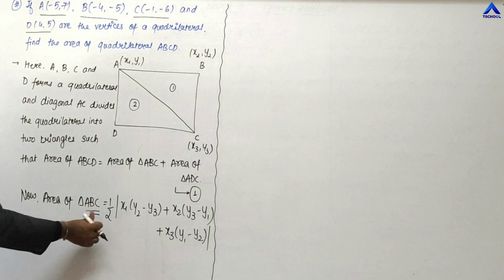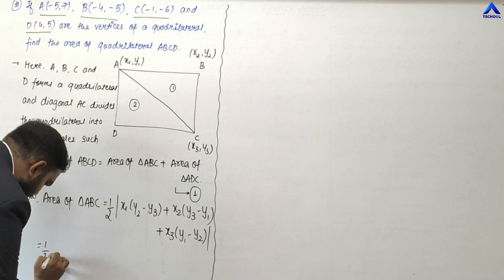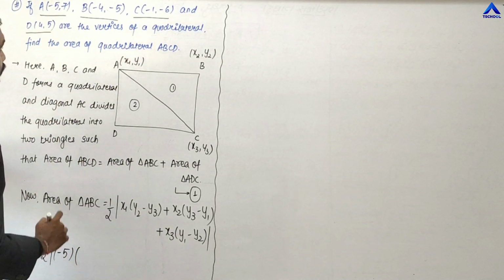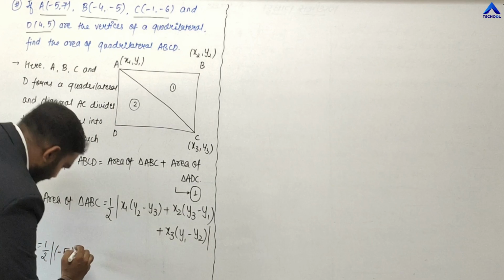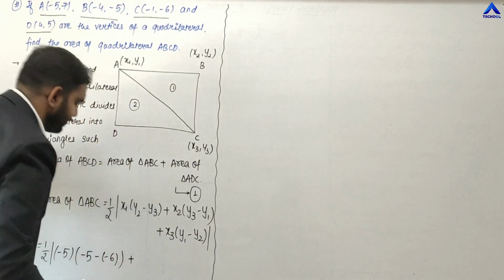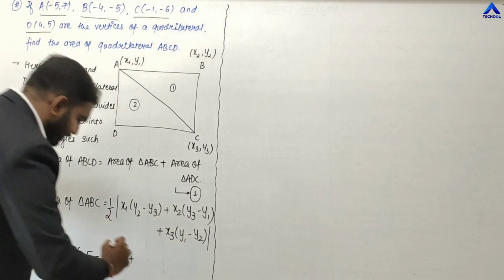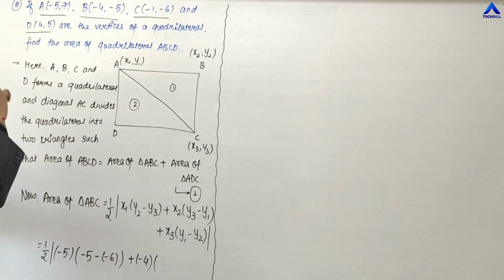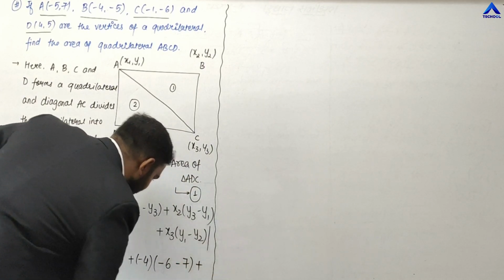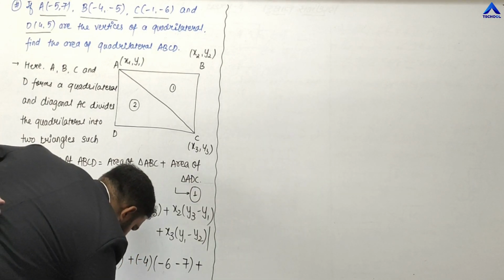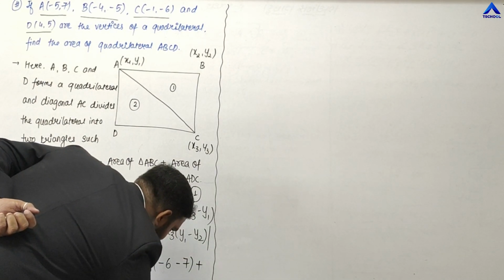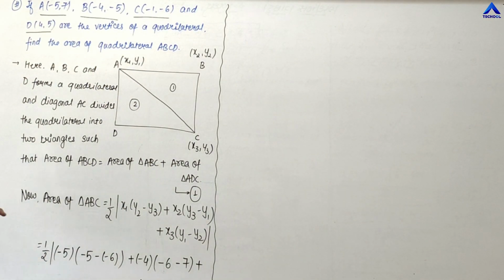So let us put down the values here, which gives me that is equal to half modulus x1, that is -5, into y2 that is -5, minus y3 that is -6, plus x2 that is -4 into y3 that is -6 minus y1 that is 7, plus x3 that is -1 into y1 that is 7 minus y2 that is -5. Is it clear? So that is how we put the values.